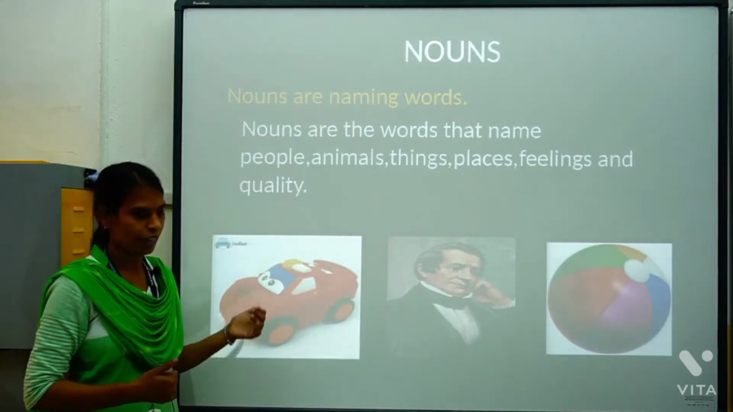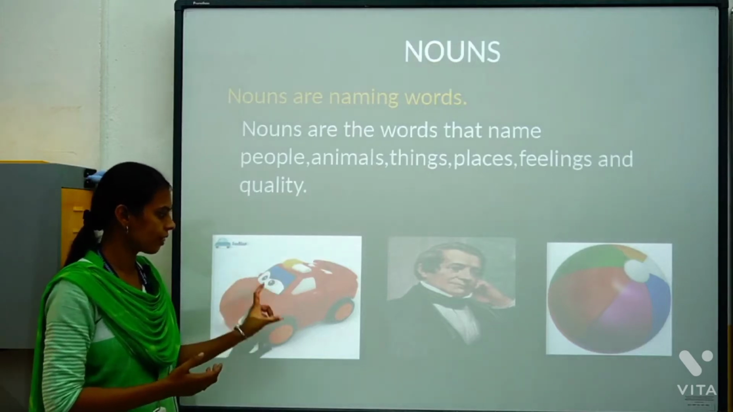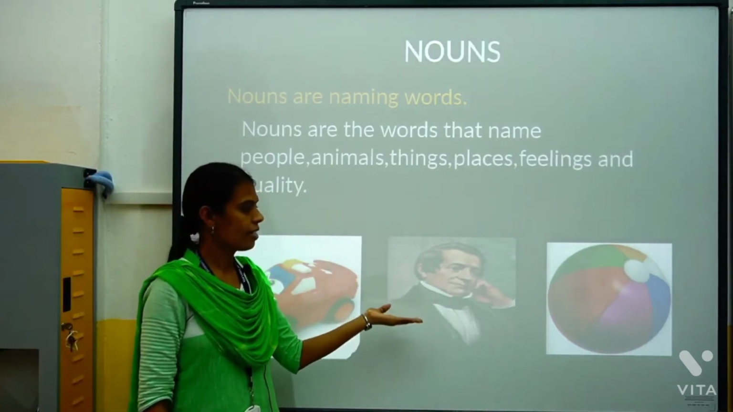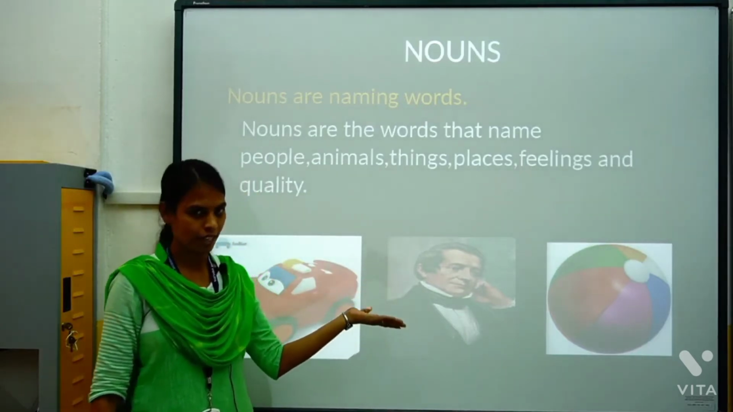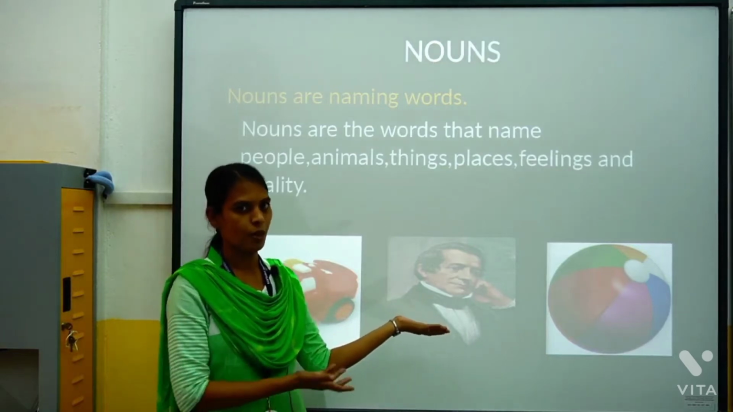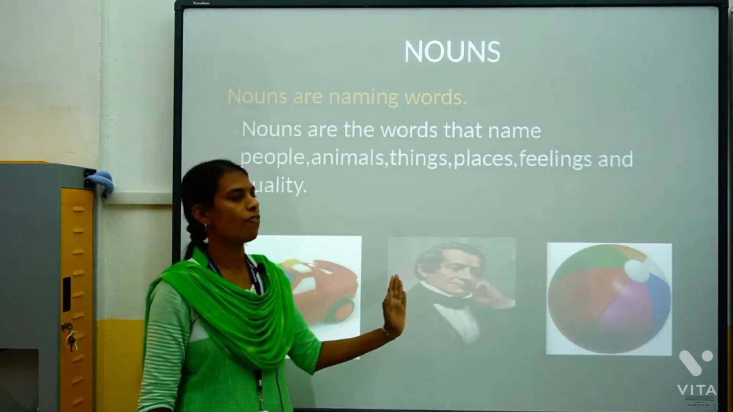Car is a noun. It's the name of a thing. Okay, then it's the name of a person. Who is he? He is Washington Irving, the author of Rip Van Winkle. Recently we have studied this, right? So it's a ball. So these are the examples for nouns.